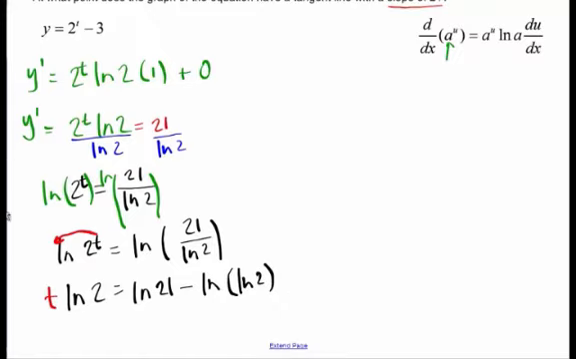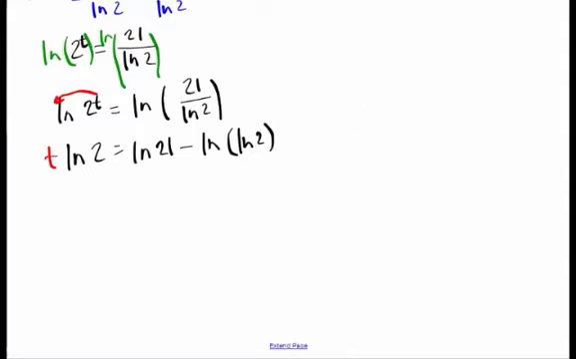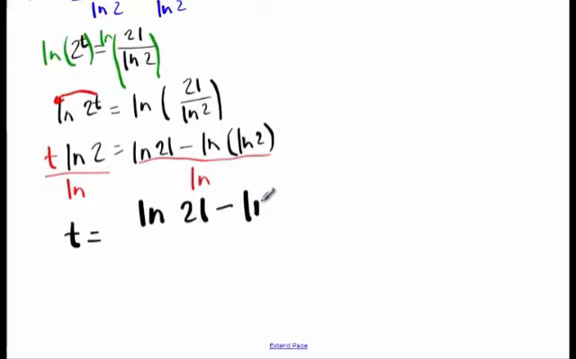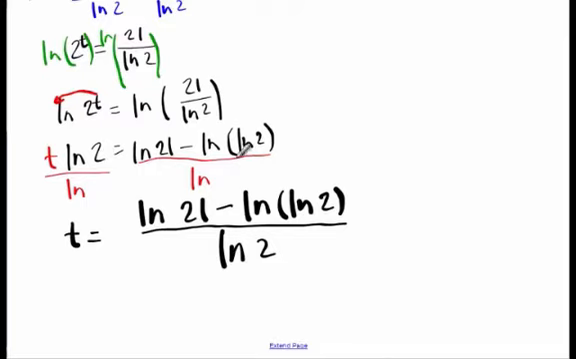And the last step then is to get that t all by itself. So how would you do that? Divide everything by the natural log of 2. So it looks really weird, but don't panic, because then what we're going to do is just punch that right-hand side into our calculators. So t equals the natural log of 21 minus the natural log of... natural log of 2 all over natural log of 2. There should be a 2 right here.